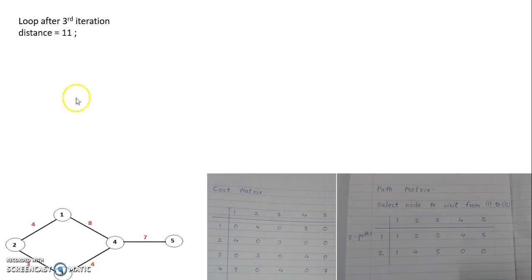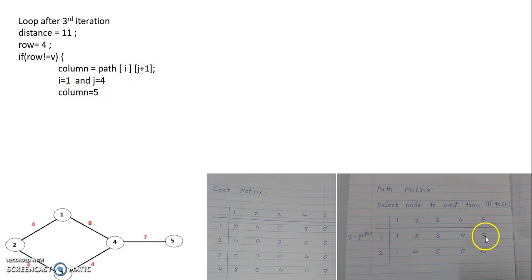After the third iteration, distance is equal to 11. Row equal to 4. This again enters the if statement. Here column equal to path of I and j plus 1. As I equal to 1 and j equal to 4, we are going to look for 1 and 5. So 1 and 5, value of column is 5. Distance of I equal to distance of I plus cost of row and column.